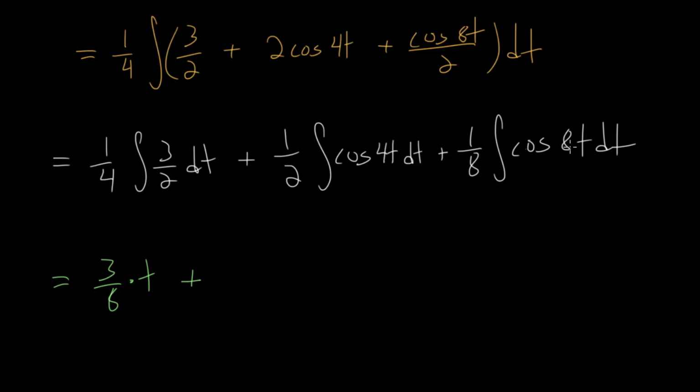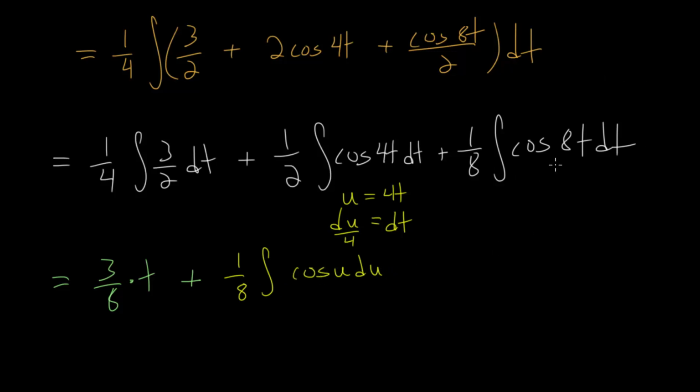And for these, we will need to use a u substitution. For this one, we can set u equal to 4t. We take the derivative of both sides. We get du is 4 dt, or really we can put the 4 over here, so that dt is du over 4. And we can rewrite that integral as 1/2, or really we can factor the 4 out so that it's 1/8, the integral of the cosine of u du.